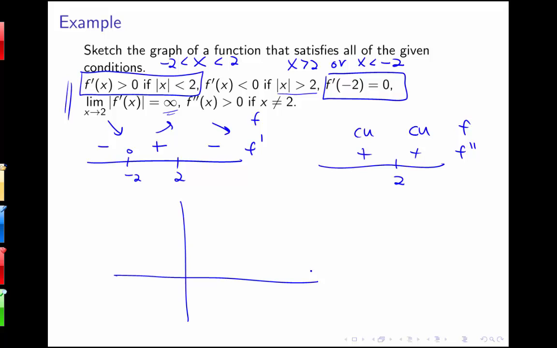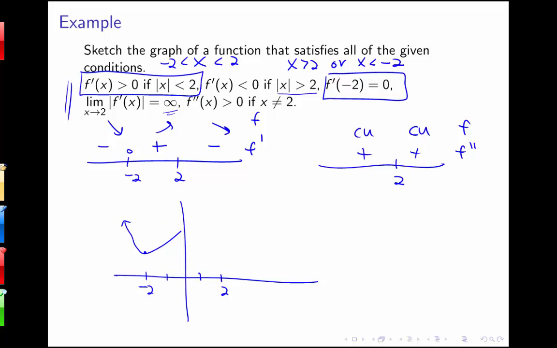So important values occur at -2 and 2, so we want to mark those off here. So I know that at -2 my derivative is 0, so I should have some kind of a horizontal tangent at -2. And I also know that my function is decreasing and then increasing from -2. So I may have something like this in mind, to give me that horizontal tangent at -2. So now I just have to worry about what's happening next.